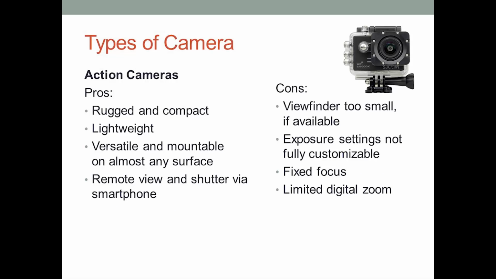Action cameras also have their pros and cons. It is rugged and compact. You can use it wherever you are. It is lightweight, versatile and mountable on any surface. You can remote view and shutter via handphone. But the cons for action cameras are that the viewfinder is too small if available. Exposure settings are not fully customizable. It is in a fixed focus and it has limited digital zoom.